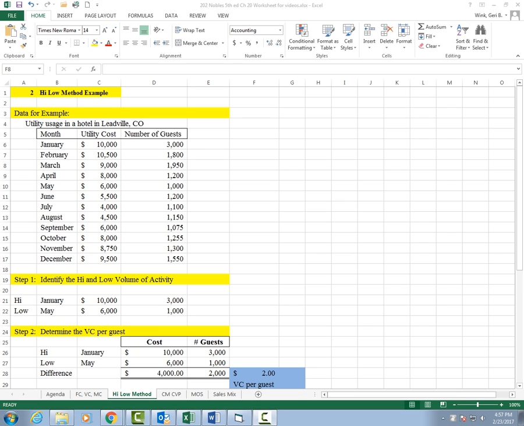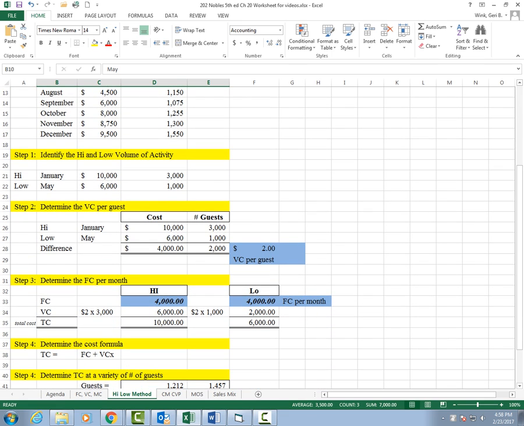So step one is you look through the data and you identify the high and low volume of activity, not high and low dollars. Okay? So if you look through, you can pause the video, figure out which ones are high and low, and then come back if you want. So the high activity is January with $10,000 and 3,000 guests. The low activity is May at $6,000 and 1,000 guests. That's probably because it's mud season up there, and who wants to go play in the mud? I don't. I'd rather go when it's really cold or really warm, either one.